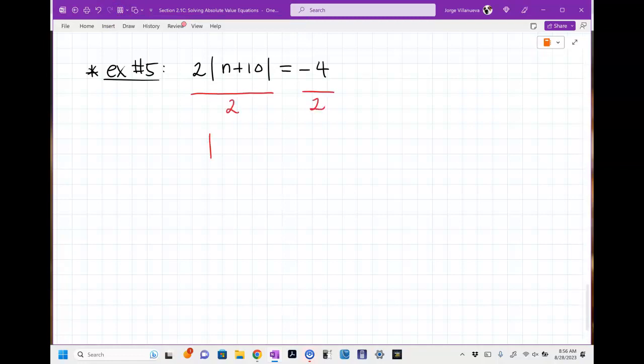So now I have the absolute value of n plus 10 equal to negative 2. What should I do next? This is kind of a trick question, so think about it.